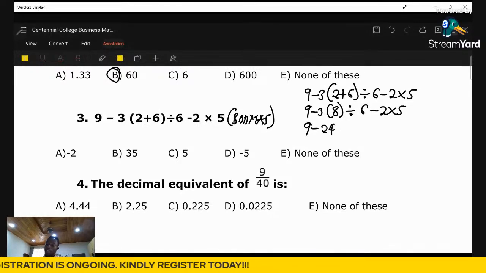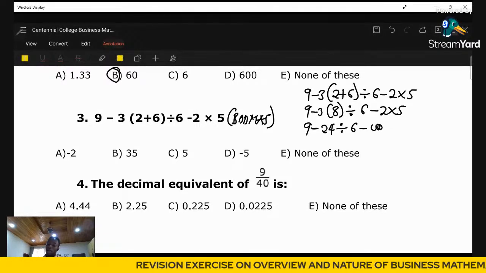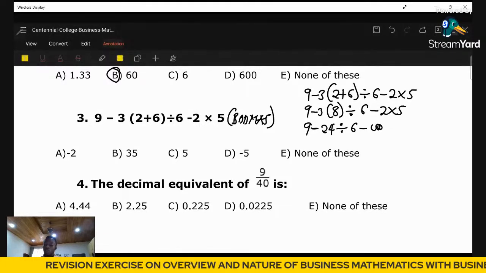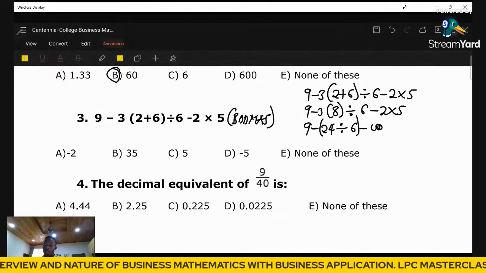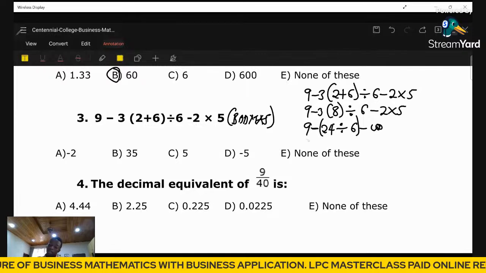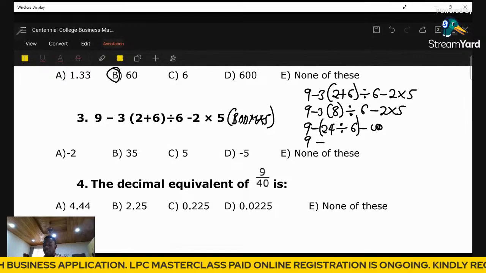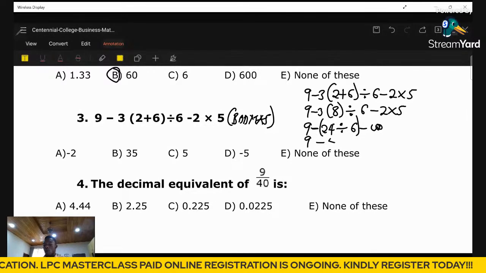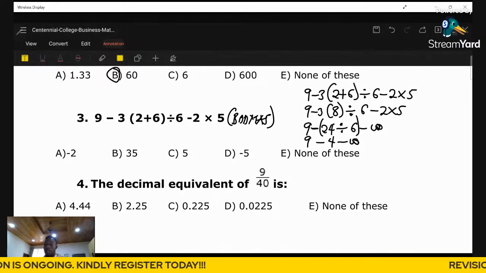24 divided by 6. You can also multiply -2 by 5, and we are getting negative 10. So after the "of", move on to division. Here we are dividing 24 by 6, and we have 9. So 24 divided by 6, we are getting negative 4. We also have negative 10 here. So at the end of the day, it becomes 9 minus 4 minus 10.